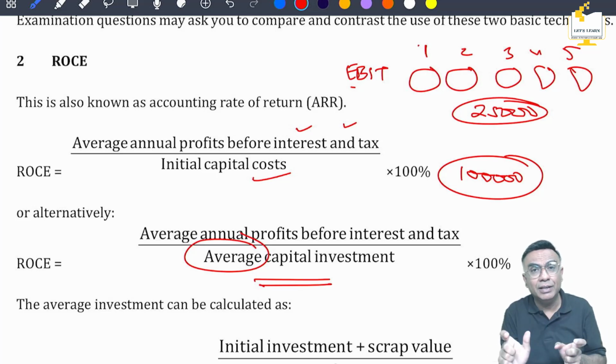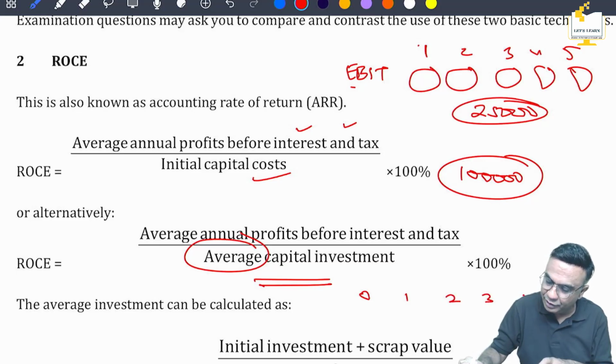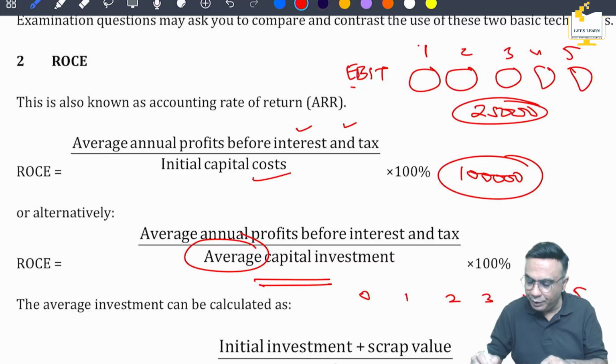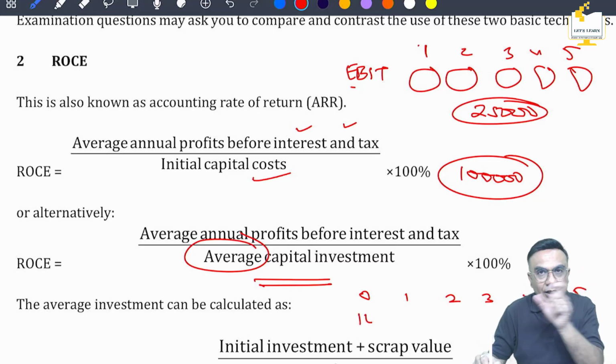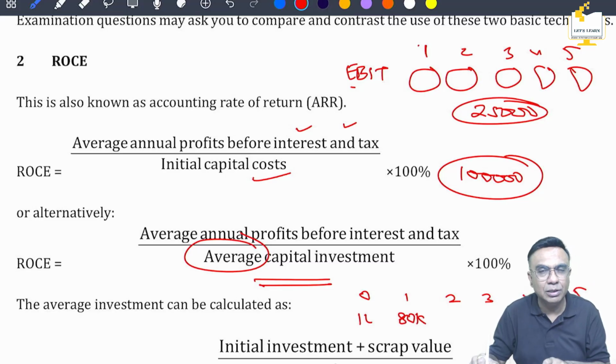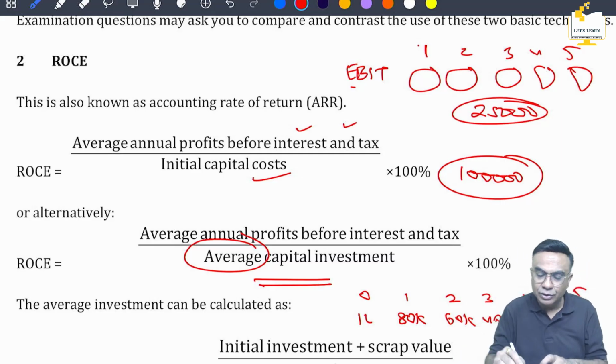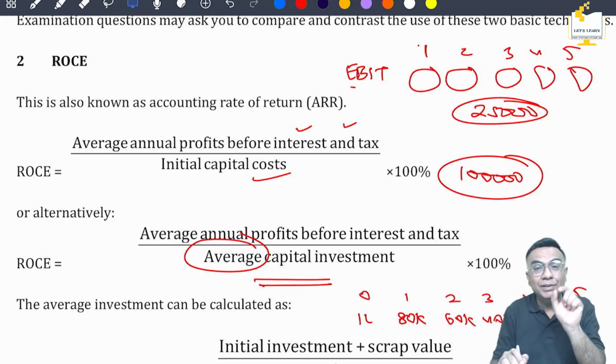Why? 20,000 depreciation. So suppose we'll take year 0, year 1, year 2, year 3, year 4 and year 5. What is the value of the machine today? It is 1 lakh. 20,000 depreciation. At the end of the first year it will become 80,000 approx. The value of the machine, 20,000 depreciation, then 60,000. Then 40,000. Then 20,000 and then nil. Right?